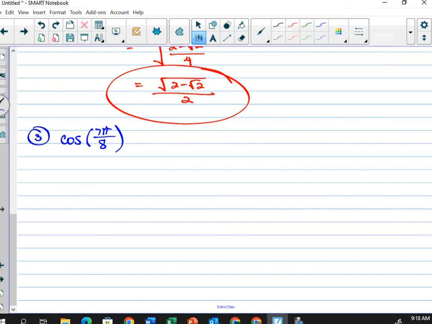Ready, go, guys. Try this one. Follow the same process. Oh, no, I'm doing cosine instead of sine. What do I do first?